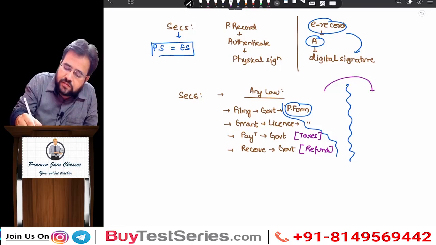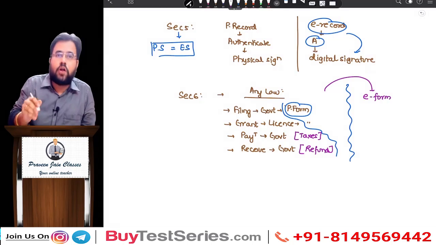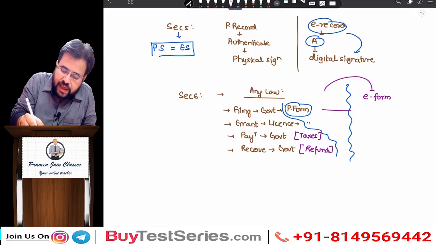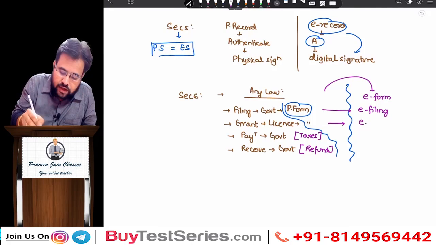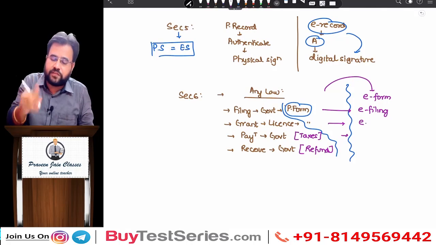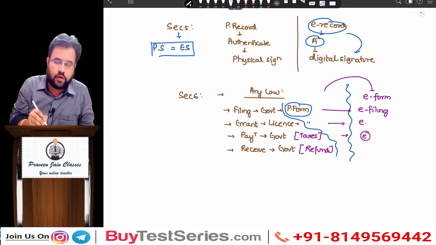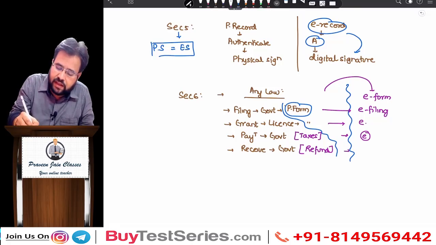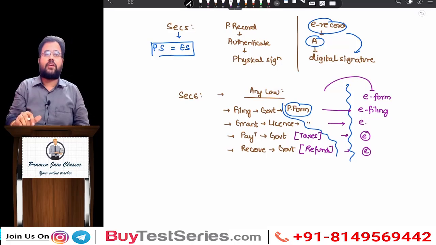All those things now you can do in electronic form. All those things you can do in electronic form. So can I say filing you were doing physically, now you can do electronic filing. License was granted physically, now the license will be granted electronically. You were paying taxes physically, now you can pay taxes electronically. You were receiving refunds physically, now you can receive refunds electronically, sir.